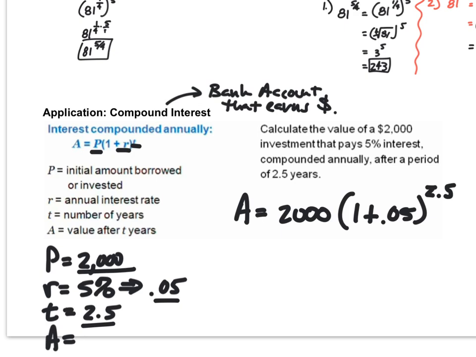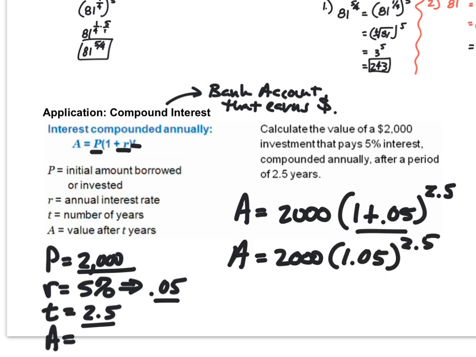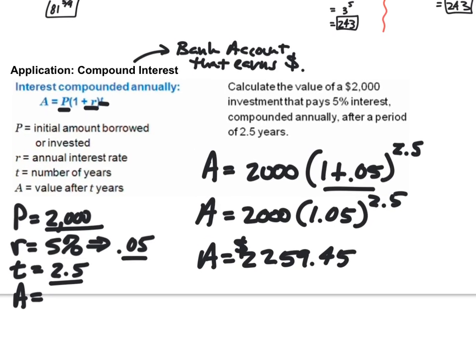Okay, so now I want to evaluate this. I'm going to add those two numbers together, and so my amount, my value after a few years, I'm going to take 2,000 times 1.05 and raise that to the 2.5 power. Now that's something that you can just directly plug into your calculator, and we're going to evaluate it. And that's going to give us a value of $2,259.45.